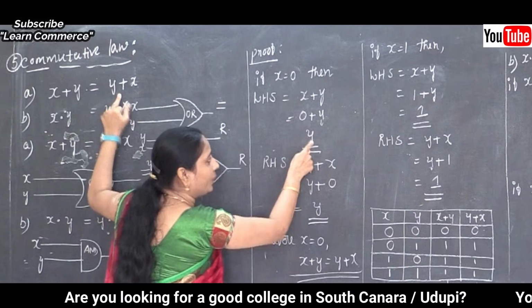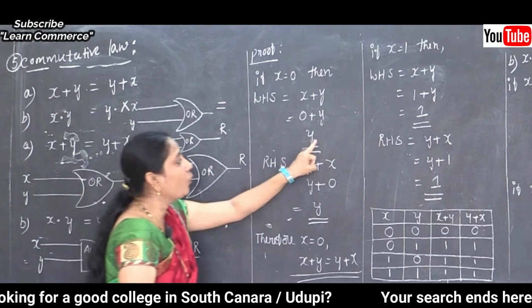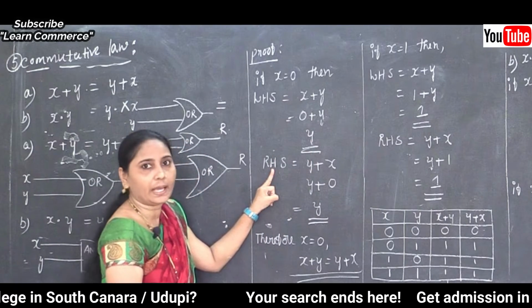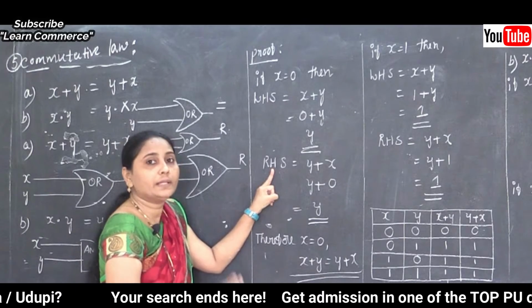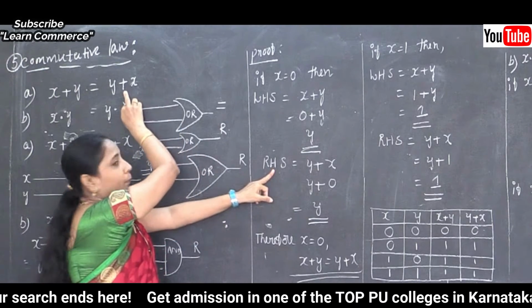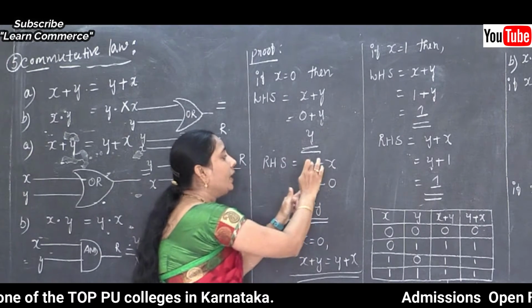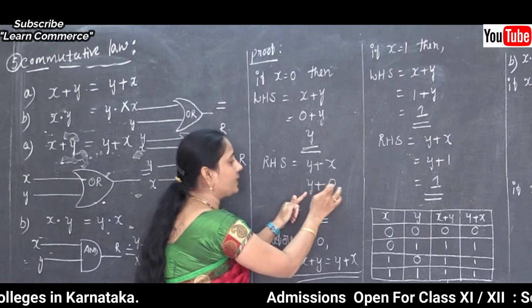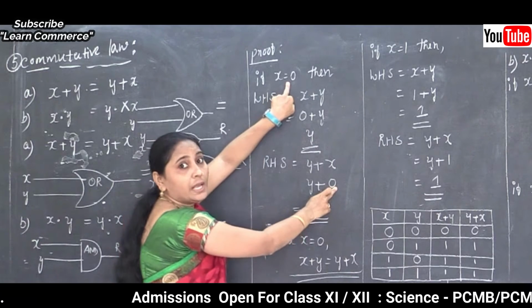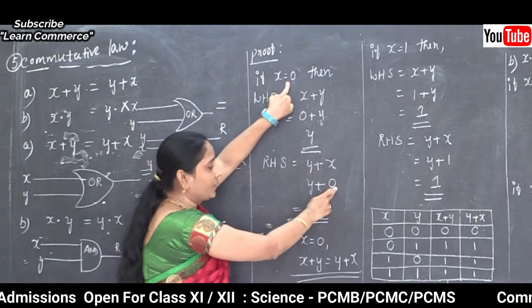So after completing, we'll get the result as the y. Now I am going to select the right hand side value. The right hand side value is the y plus x here. Okay, the y plus x, and later next one the y as it is plus. Now we know that the x value is the 0.